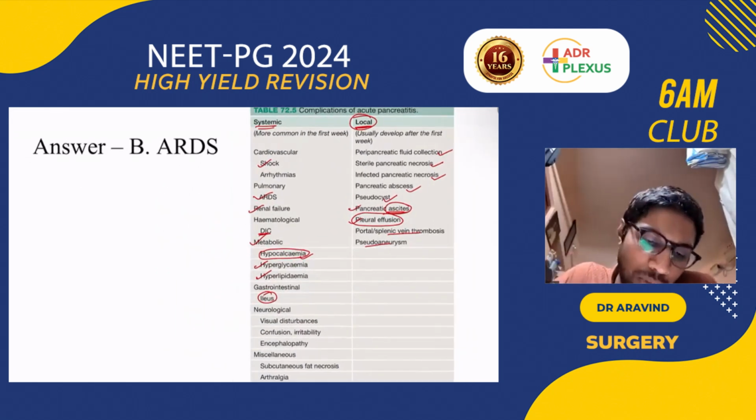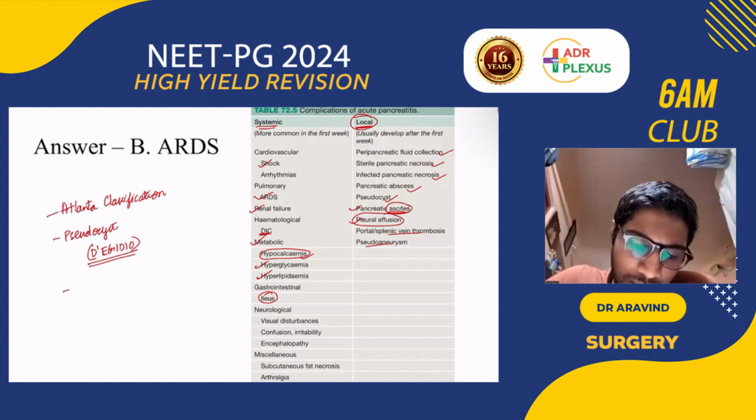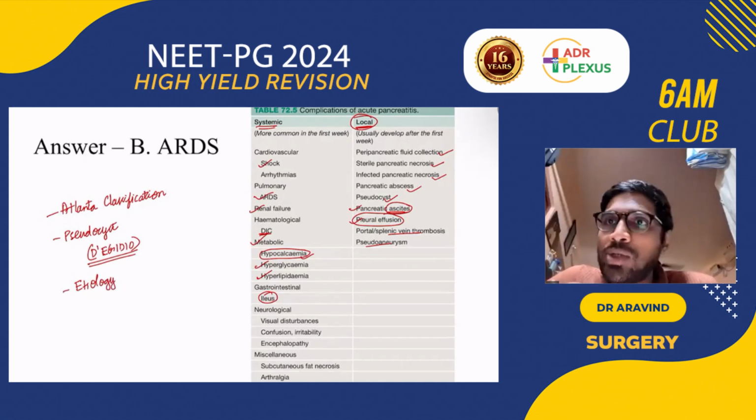In this, it is very important to revise the Atlanta classification. Then pseudocyst, the DEGDOS classification also, remember, revise and go. Then which are the etiological risk factors for pancreatitis? Acute pancreatitis overall is always gallstones only. Only in chronic pancreatitis it is alcohol, but in acute pancreatitis in males it is alcohol.